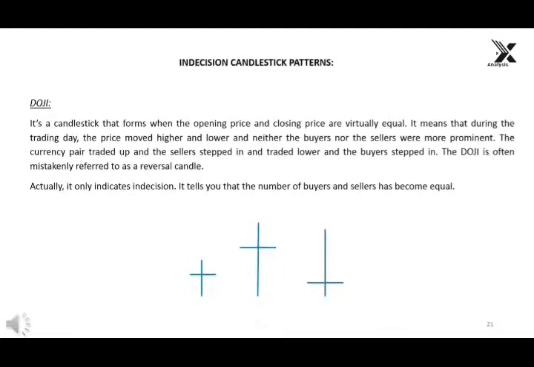Actually, it only indicates indecision. It tells you that the number of buyers and sellers has become equal. However, they can tell you more or less information based on the length of the wick. Like in our test.